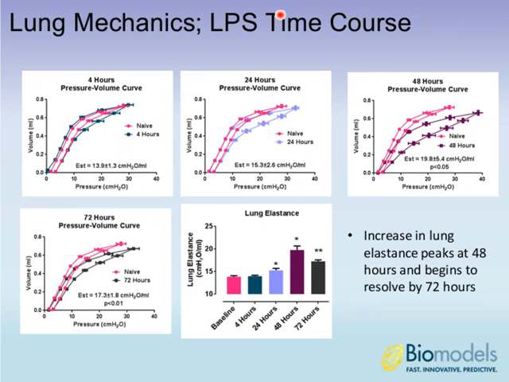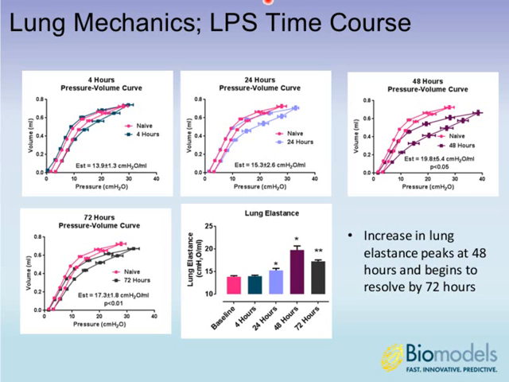In terms of lung mechanics, the increases in elastance generally reflect changes in inflammation. We can see at 4 hours there wasn't too much of a change in lung mechanics, but as we continue to 24, and particularly 48 hours, we see a more dramatic rightward shift in the pressure volume curve. This is really reflecting an increase in lung stiffness as a result of edema and pulmonary inflammation. And again, you can see that this starts to resolve after 72 hours. When we quantify this in terms of lung mechanics, again, lung elastance peaks at approximately 48 hours and starts to resolve thereafter.